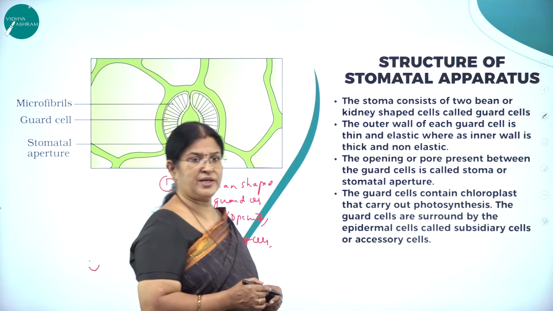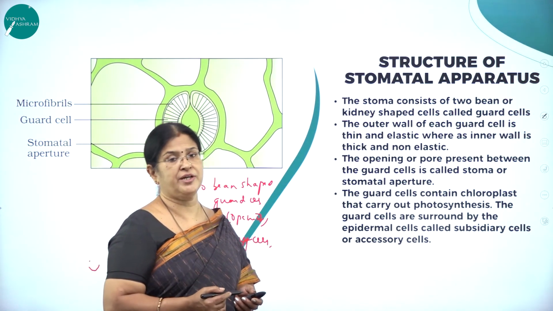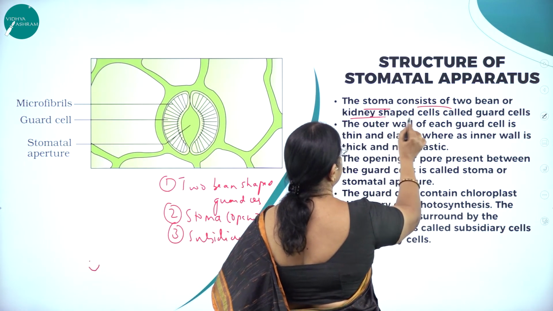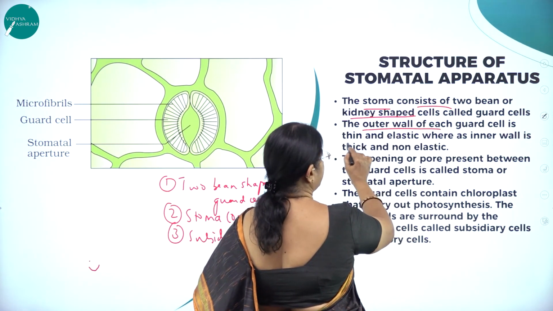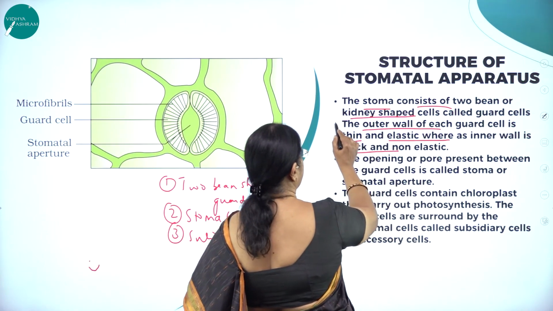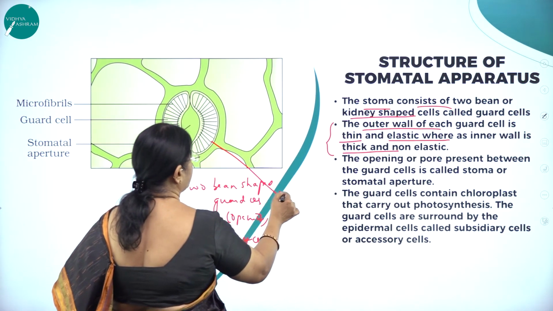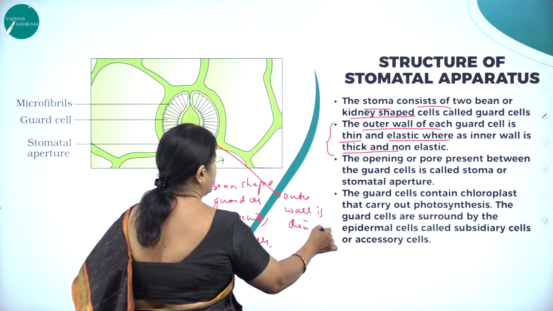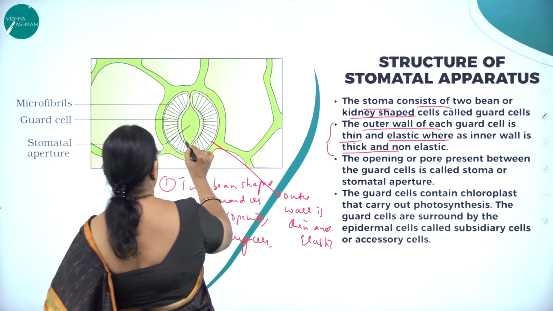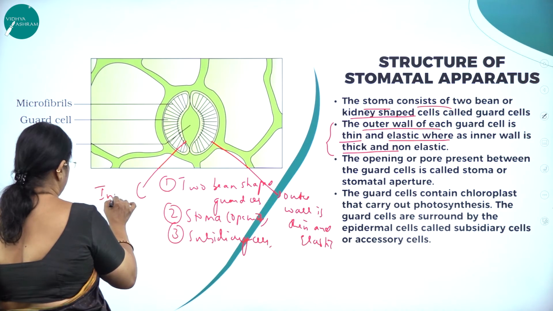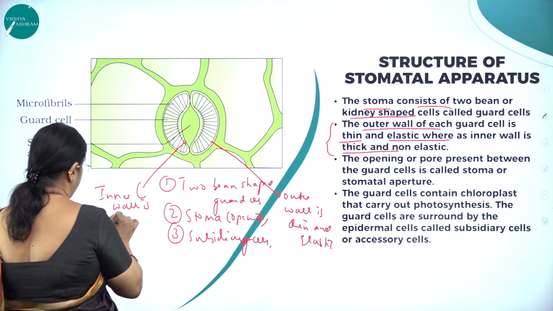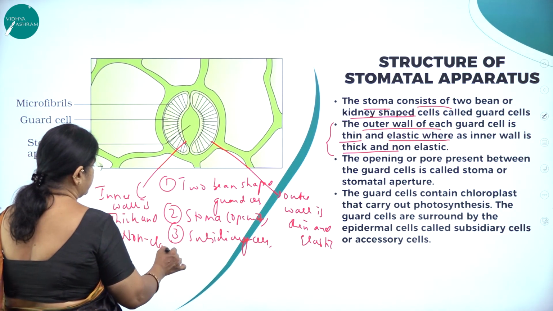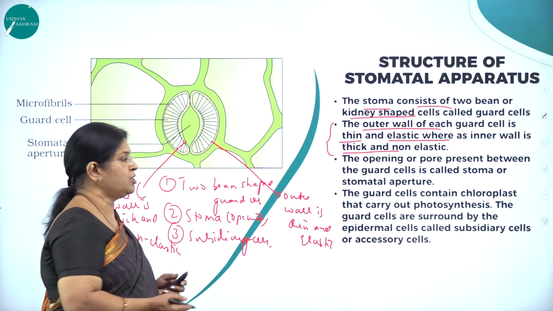So what is the structure of the stomatal apparatus? This, as I said, is very important both from the theory point of view and from the practical examination point of view. The stoma consists of two bean-shaped cells called guard cells. The outer wall of each guard cell is thin and elastic, whereas the inner wall is thick and non-elastic. So here this outer wall is thin and elastic. What do you mean by elastic? Flexible. And the inner wall is thick and non-elastic.